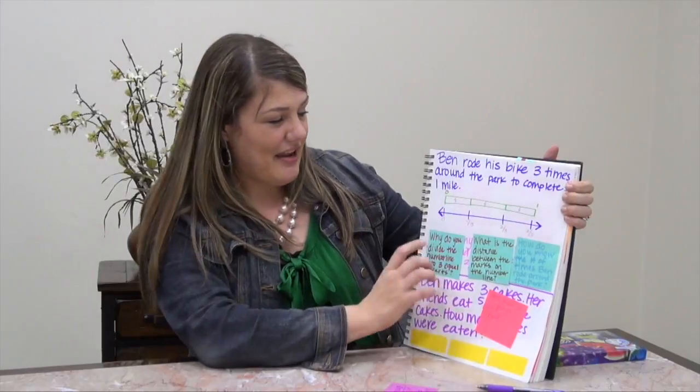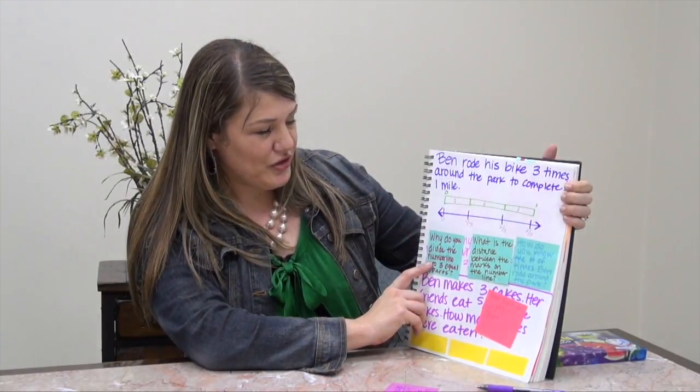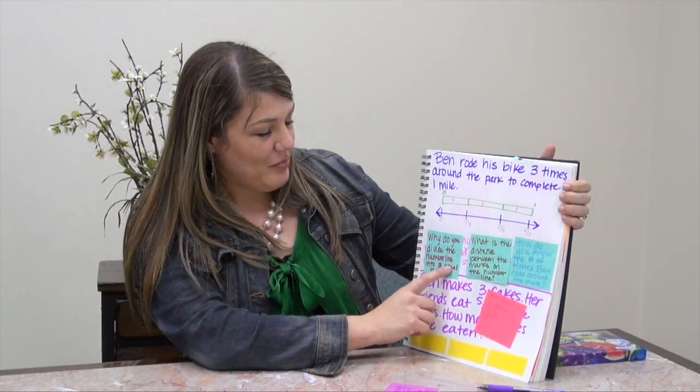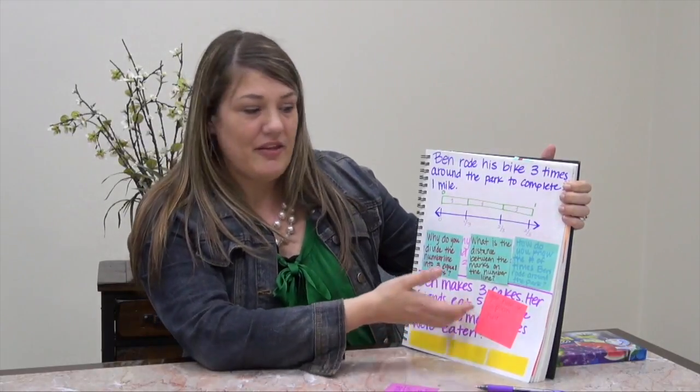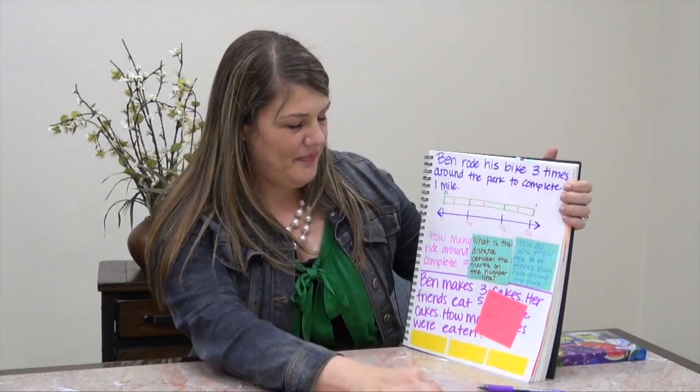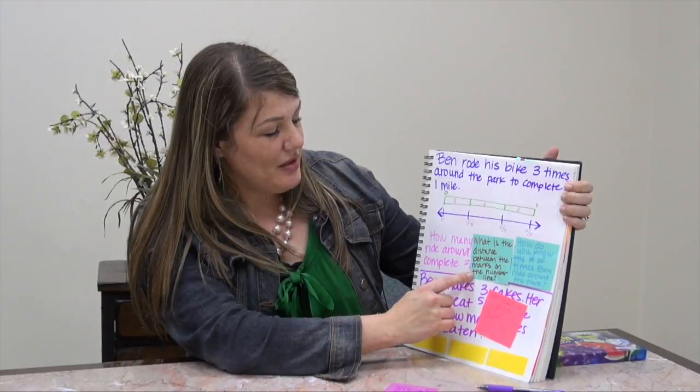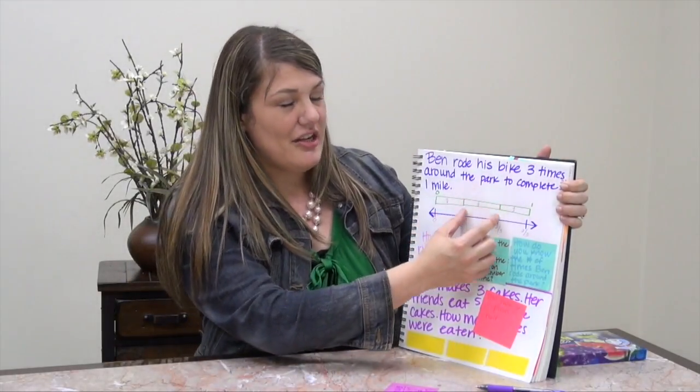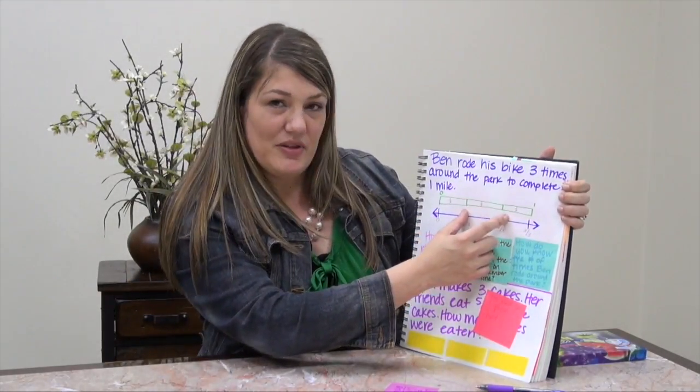So here are some questions I've pre-written and thought about during this lesson. Why do you divide the number line into 3 equal parts? That's the first question I would start with. What is the distance between the marks on the number line? So actually talking about the number line and how it corresponds with the strip diagram.